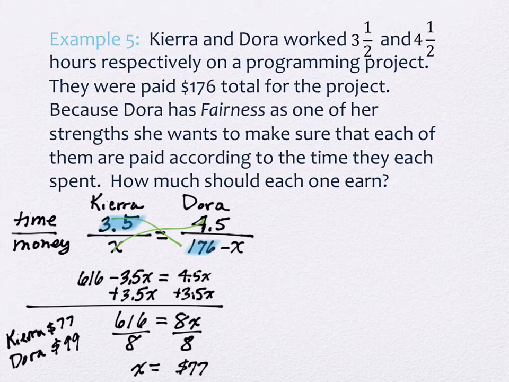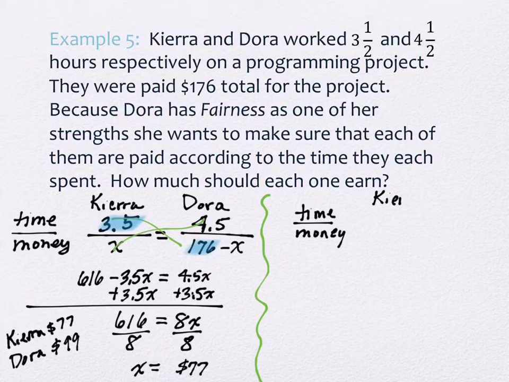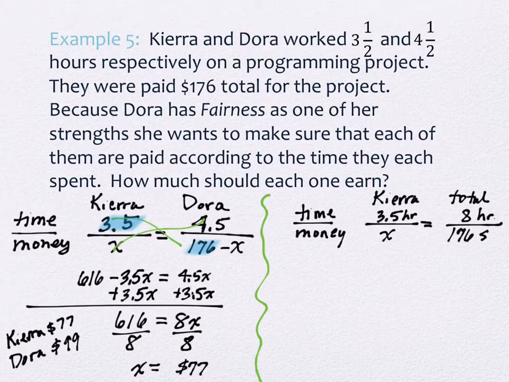There is a slightly different way of setting it up. It's not as intuitive, but the mathematics of it works out a little bit simpler. You could compare the time and the money like we did before, but you could compare one of the girls, and I'll just use Kierra since we have her, to the total. So Kierra's part of the problem stays the same. It's still 3.5 over x, okay? But the total amount of time that is worked by Kierra and Dora combined is 8 hours. Right? 3.5 and 4.5. And the total that they make combined is 176.